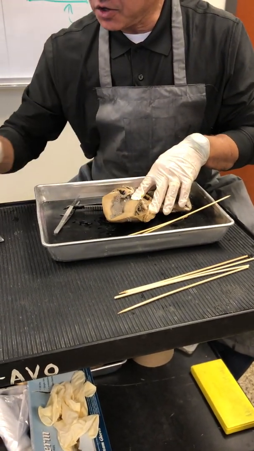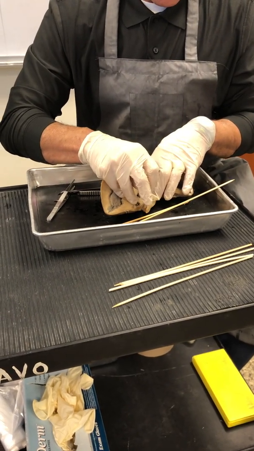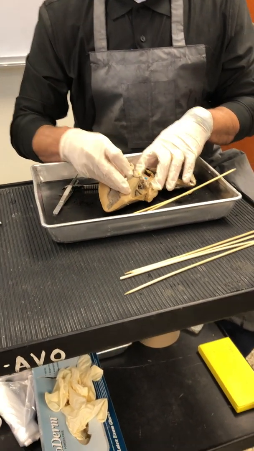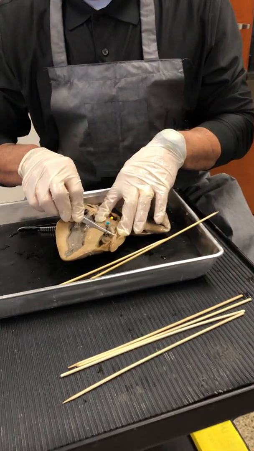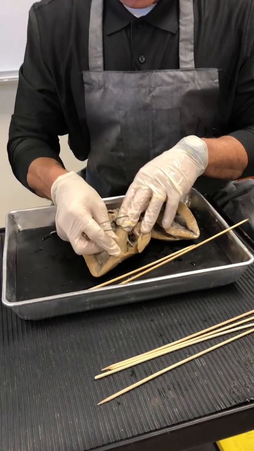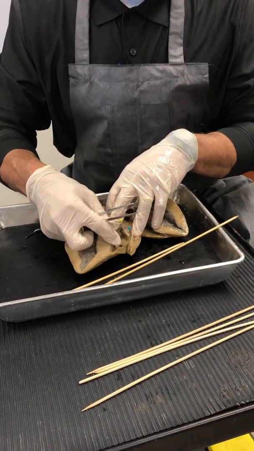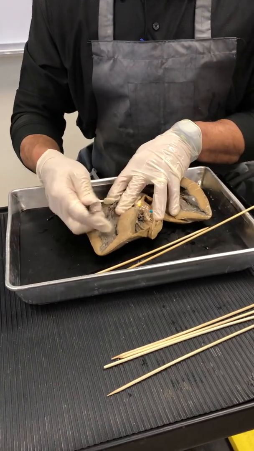All right, so let's review. That is a papillary muscle right there. We know it's papillary muscle because what runs into the papillary muscle? Chordae tendineae. And on the right hand side of the deer heart is a trabeculae carneae muscle right there.